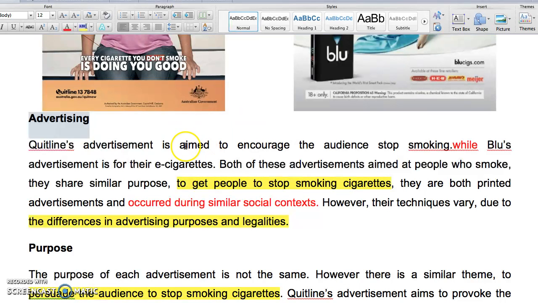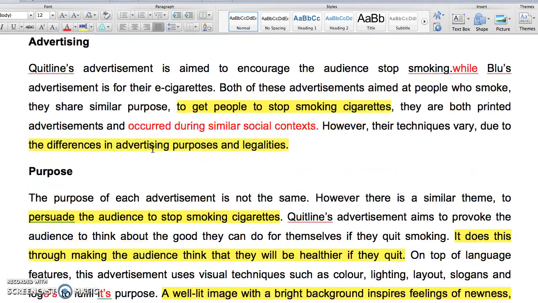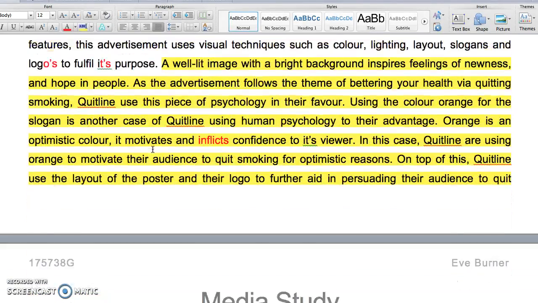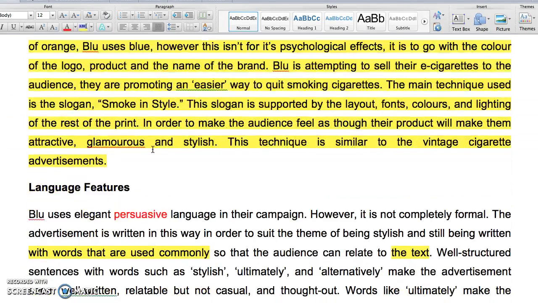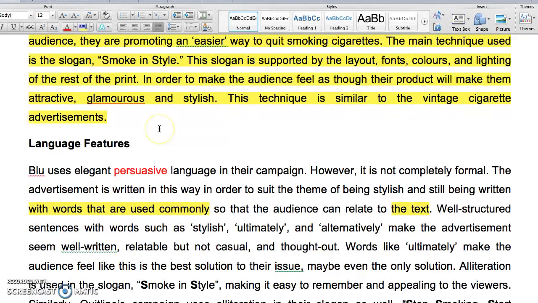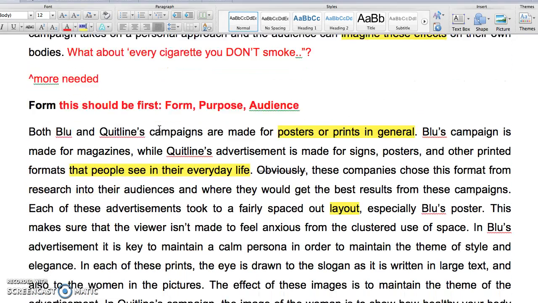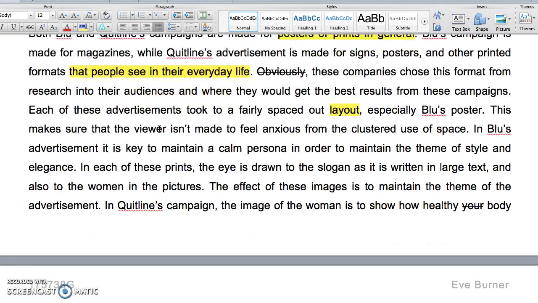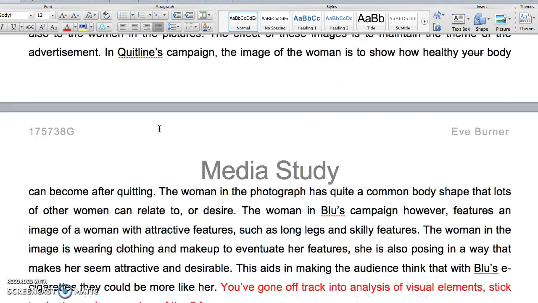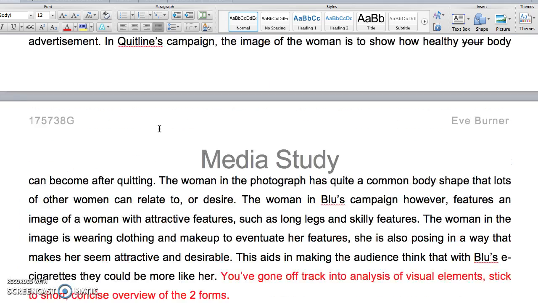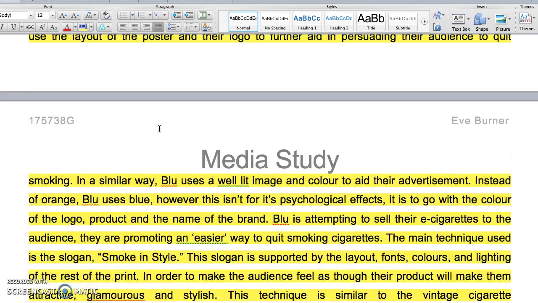You may decide that you want to start with social context, and I will talk a little bit about that. But you just need to change this so that it's a little bit more logical, because you chop from purpose to language features and then form. So you need to address form, purpose, audience, before you move on to the language and visual elements.